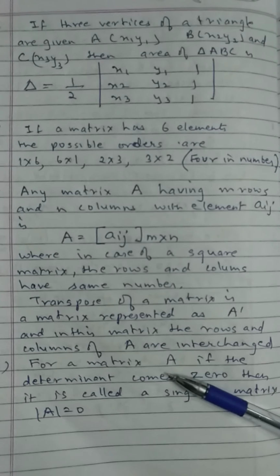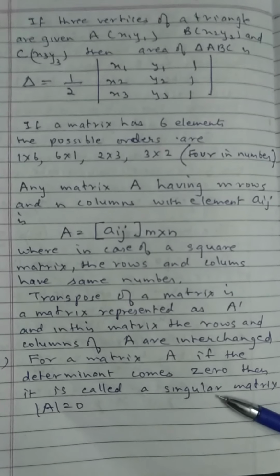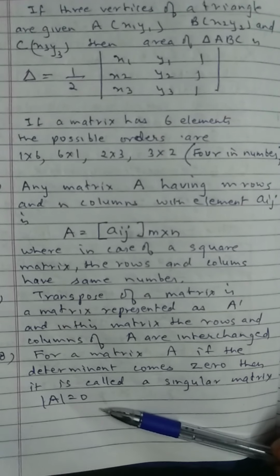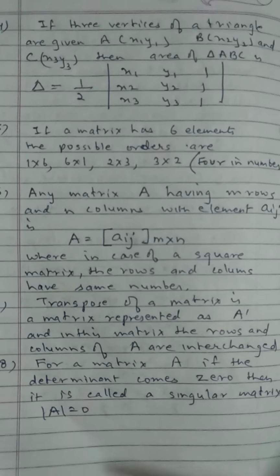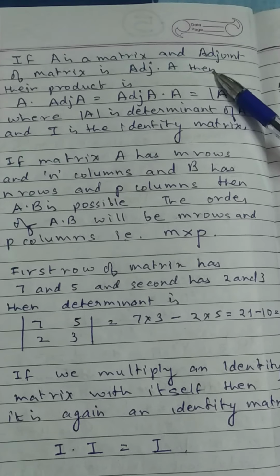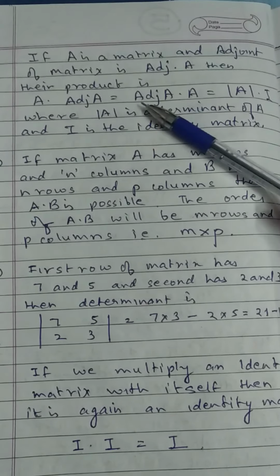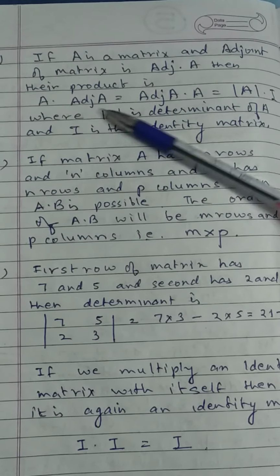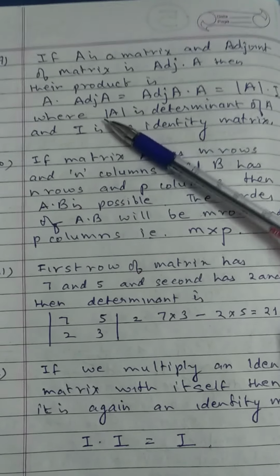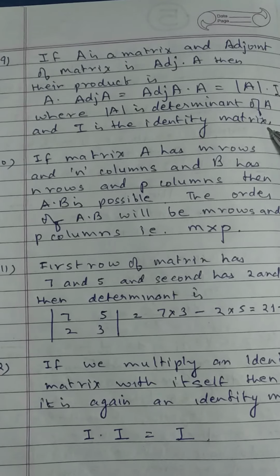For a matrix A, if the determinant comes to 0, then it is called a singular matrix. This you should know. If the determinant of a matrix is 0, then it is known as a singular matrix. If A is a matrix and the adjoint of the matrix is adjoint A, then their product A into adjoint A or adjoint A into A is equal to determinant A into I, where this is the sign of determinant of A and this is the sign of the identity matrix.